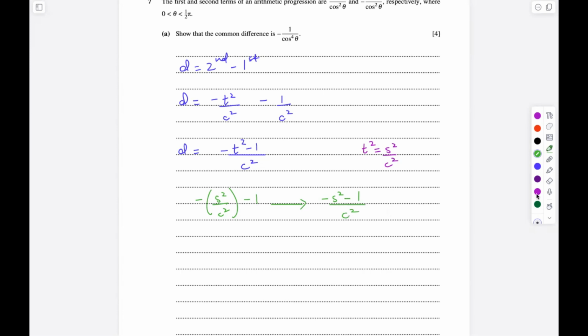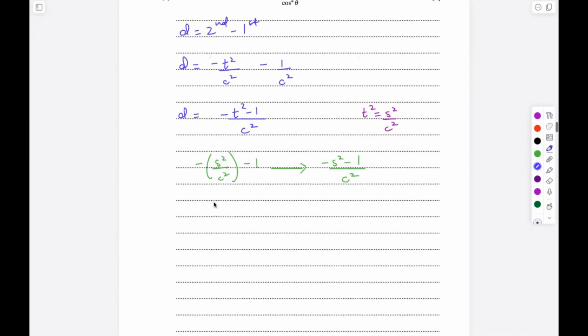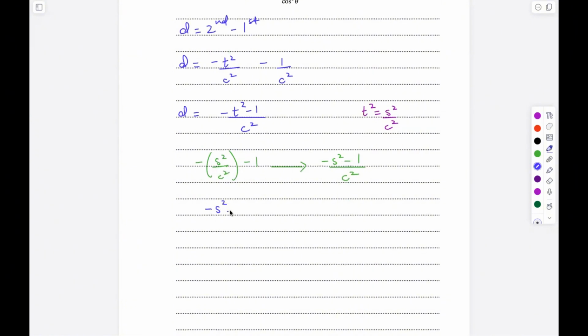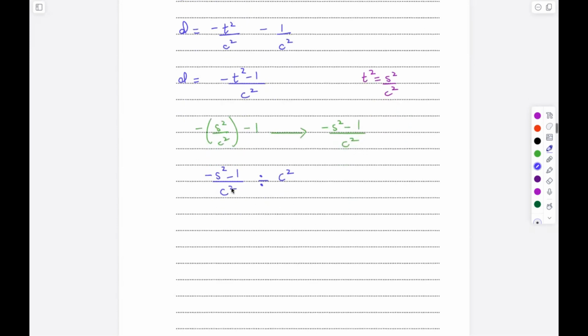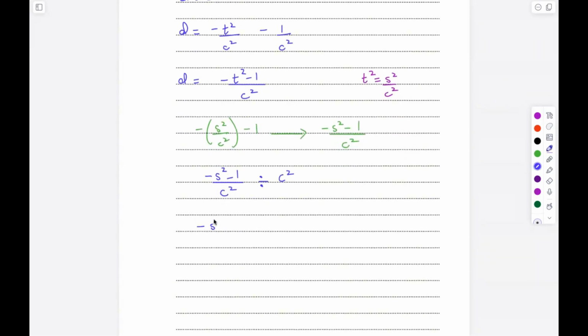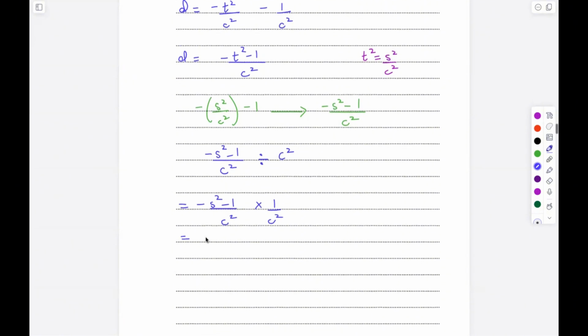Now, once we have simplified the numerator, we can write it along with the denominator. So that will become minus sine squared minus 1 divided by cos squared, and the denominator is cos squared. So we can write it as divided by cos squared. Over here, we can first change the division sign and write it as multiplied by 1 upon cos squared. So that will be equal to minus sine squared minus 1 upon cos to the power 4 theta.